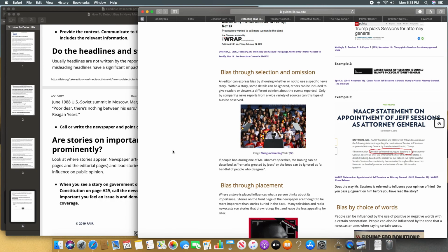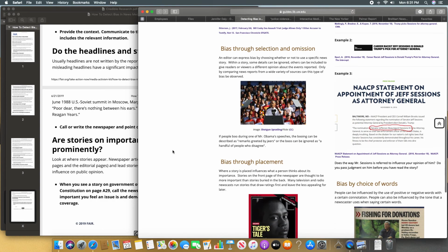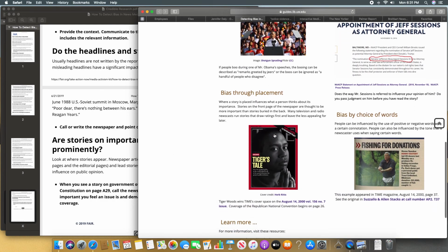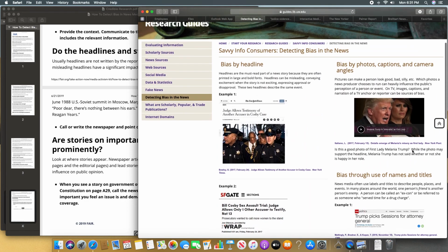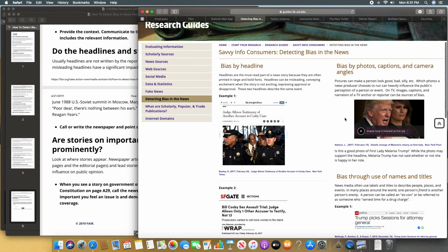Okay, bias through placement now. Where is the story? This is what I was talking about before. Was it above or below the fold? Okay, so again, is it buried or is it prominent? Okay, photos. This one is really important. I'm going to show you guys some really funny ones too.